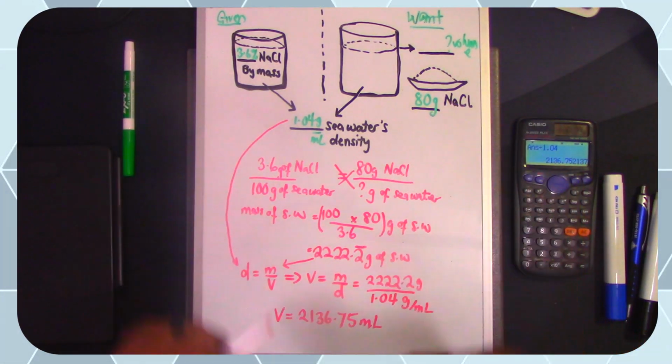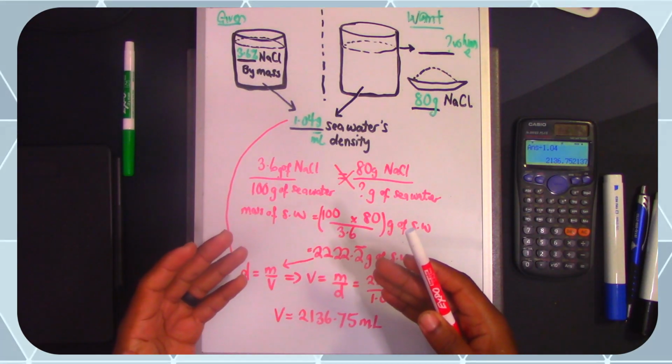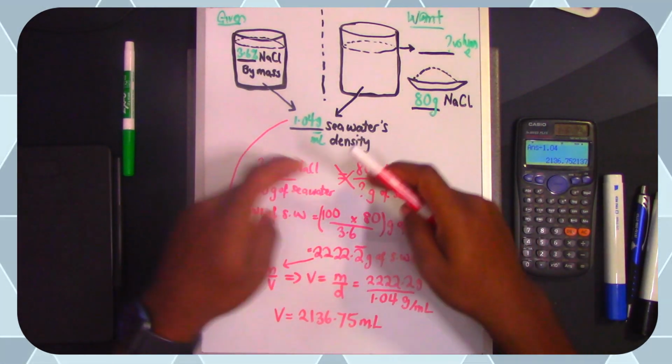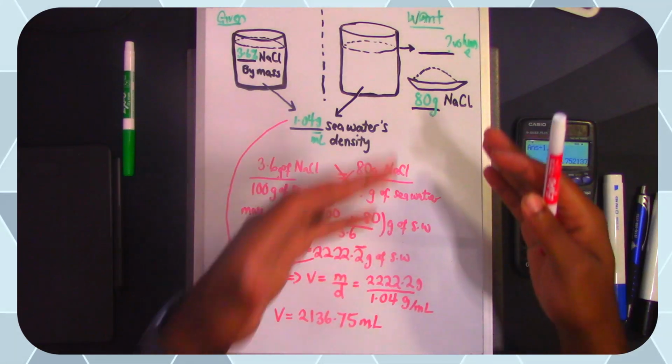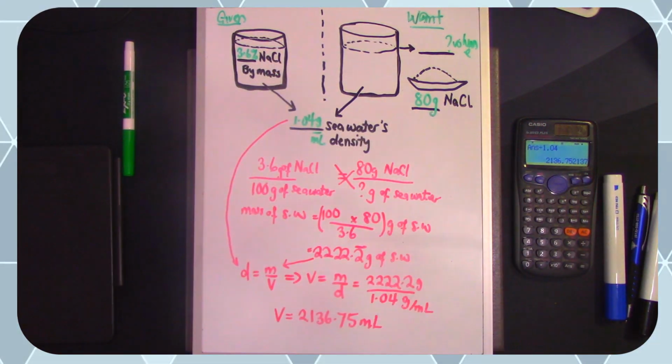So I hope you found this really informative in terms of using percent composition as a conversion factor here to determine how much we want based on what is given. Hope you found this really informative.